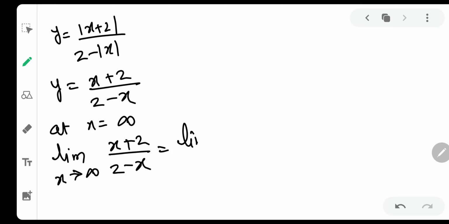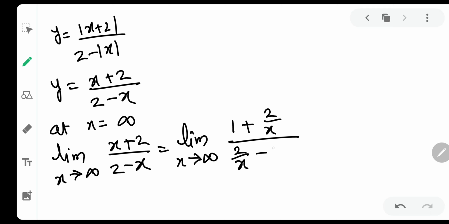So I will say limit x tends to infinity, x plus 2 upon 2 minus x. As you have seen already in limits how to solve this, we will divide by x. So the numerator will be 1 plus 2 by x, and the denominator is also divided by x, so 2 by x minus 1. As x is infinity, 2 by infinity will be 0, and over here also 2 by infinity will be 0. So 1 plus 0 upon 0 minus 1, which is equal to minus 1.